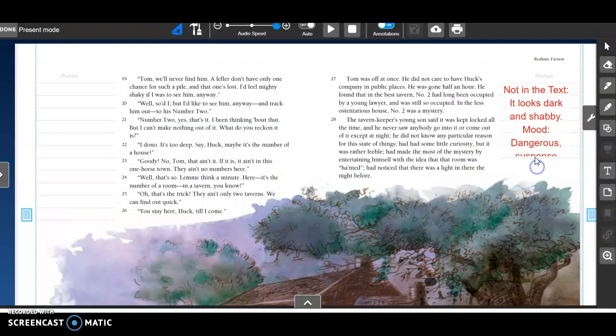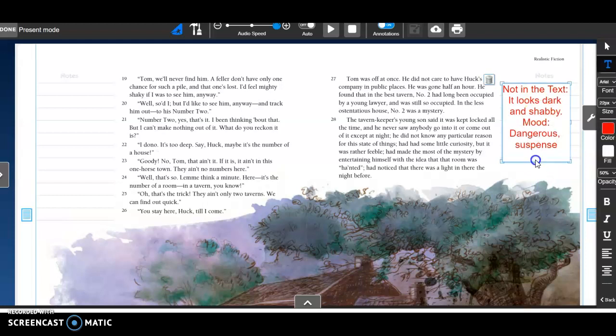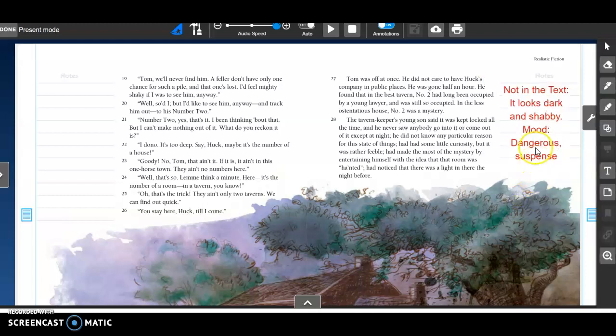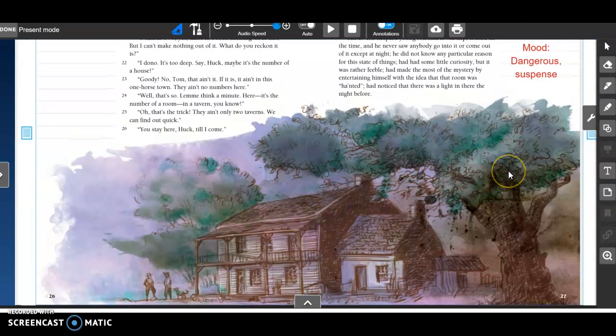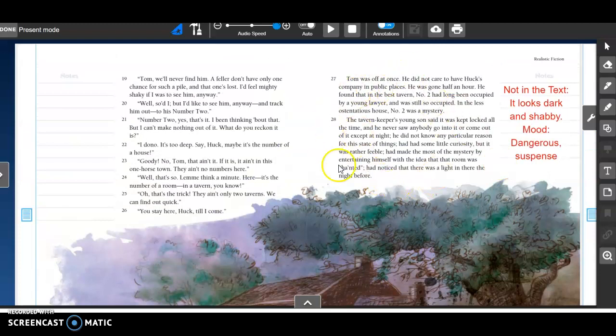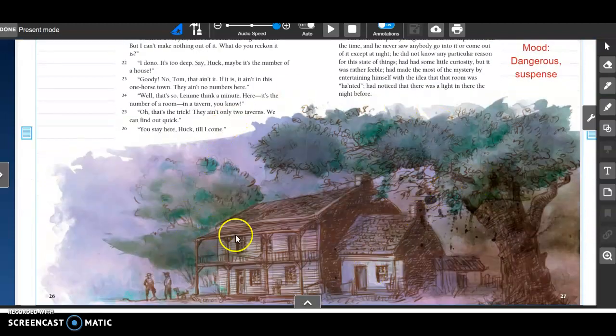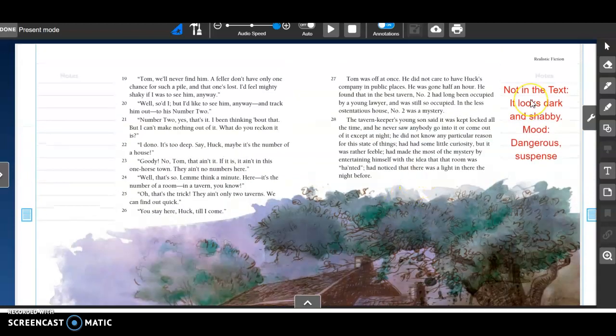So you can do that with the next one. If you don't have the chart, you can just put not in the text, that it looks dark and shabby. That's what this illustration is kind of adding to the story, that we don't really get told. They don't give us a description of the tavern, kind of what it looks like. We have to kind of decide that when we look at the picture. Okay.